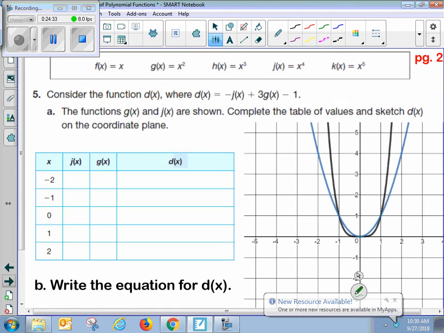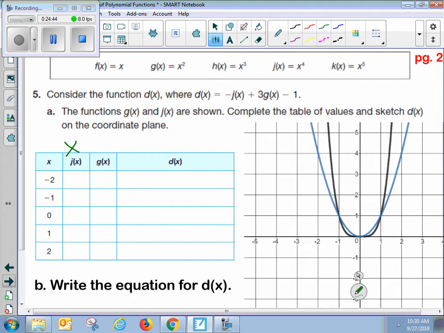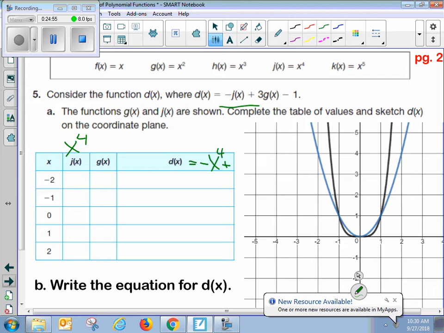Here's another. So this time, what is the value of j of x? What does it say up there? X to the 4? Okay, so the rule says up there, take the opposite of j of x, so negative x to the 4. Then what is the value of g of x? X squared, good. So then it says plus take 3 times the x squared and bring down the -1.